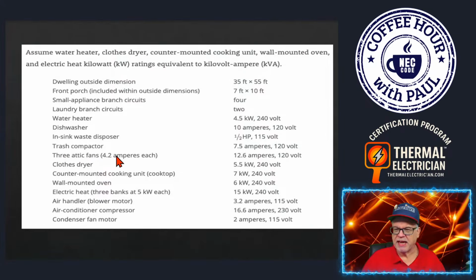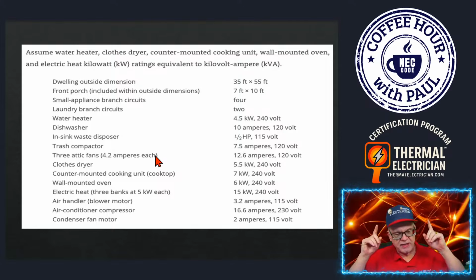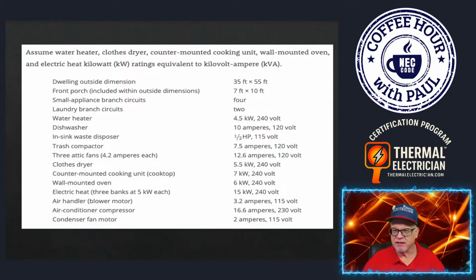We have 3 attic fans at 4.2 amps each. They're in the attic, pulling out the hot air or circulating the air. We just added them all together for you, so that's 12.6 amps, which is 4.2 times 3 because there are 3 of them. Makes sense? But one important thing to remember is they're each separate.